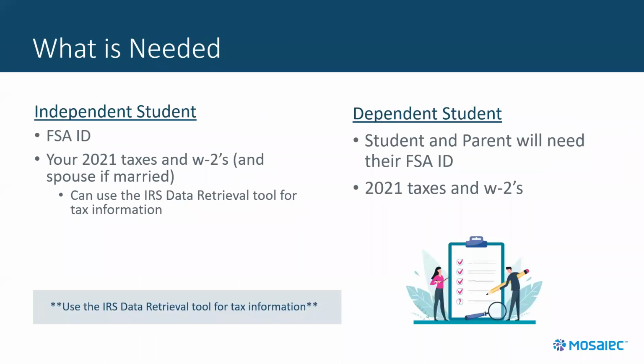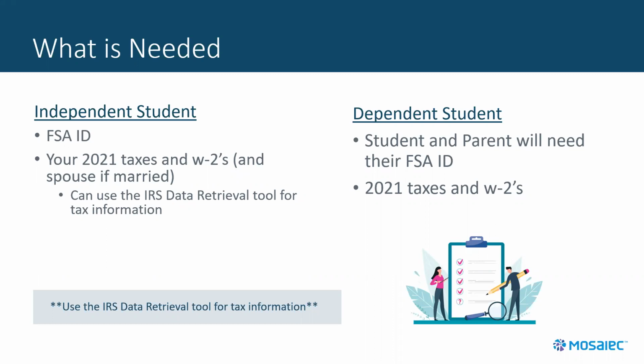Now, what is needed? We just talked about the FSA ID slightly in the previous slide, so we want to take a deeper dive into that. Your FSA ID is a username and password combination that you would use in order to log into the Department of Education's online system. If you are filling out the FAFSA form as an independent student, then you will have to make sure that you have an FSA ID for yourself. That FSA ID would be created using your Social Security number and your personal information. You would use that to log into the website and electronically sign your FAFSA form.